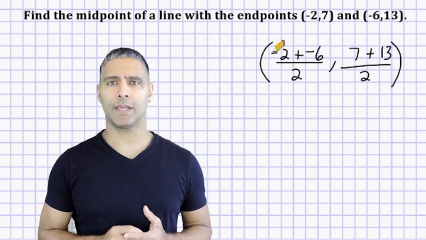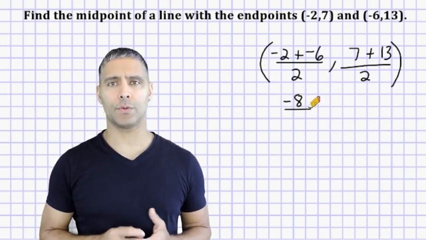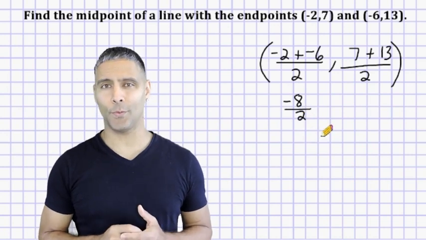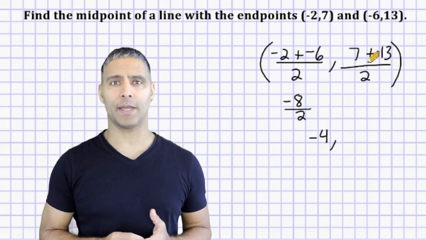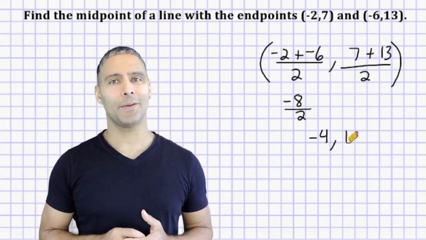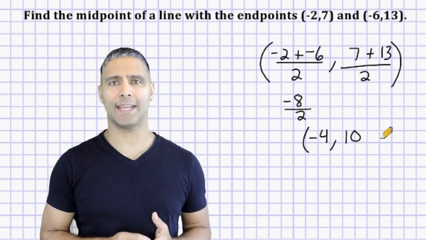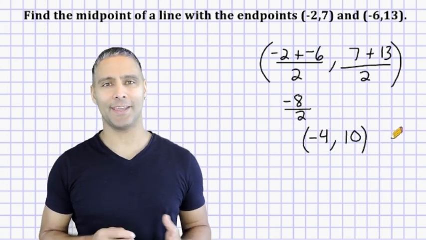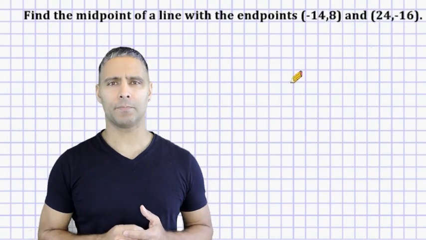So -2 and -6 is a total of -8, and if we divide that by +2, that gives us a total of -4. And if we add 7 and 13, which is 20, and divide that by 2, we come up with a result of +10. So the midpoint of this line is going to be located at -4, +10. All right, let's go ahead and do one more example.